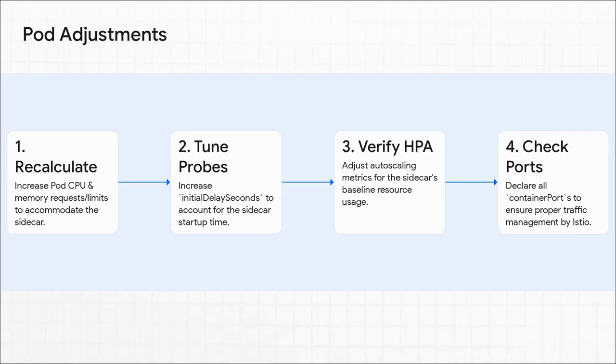Recalculate your resources. Do the math and add the sidecar's needs to your pod's total requests and limits. Number 2. Tune those health probes. Give them a much longer initial delay seconds to let the bodyguard get ready. Number 3. Check your auto-scaling triggers. Tweak your HPA so it understands the new normal for resource usage. And finally, number 4, a simple one, but so crucial, explicitly declare all your container ports. It helps Istio do its job right and avoid any weird conflicts.